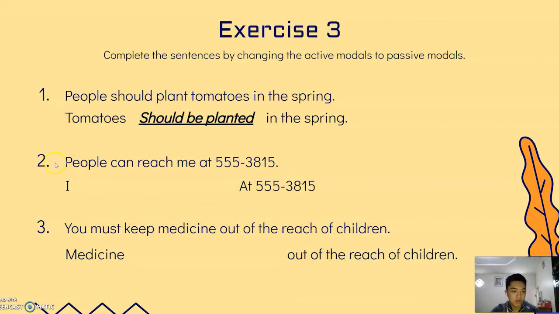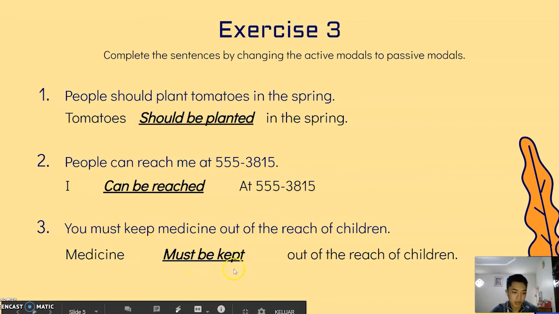Number 2, people can reach me at 555-3815. Here the modal is can reach, so we change it to can be reached. I can be reached at 555-3815. Number 3 is You must keep medicine out of reach of children. In number 3, the modal is must keep, so we change it to must be kept. Medicine must be kept out of reach of children.